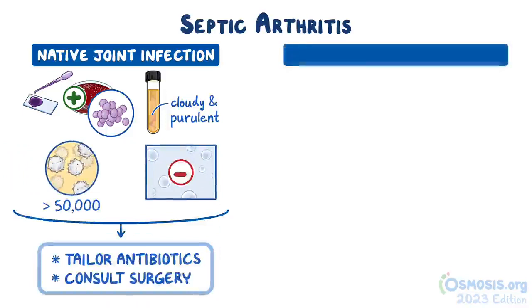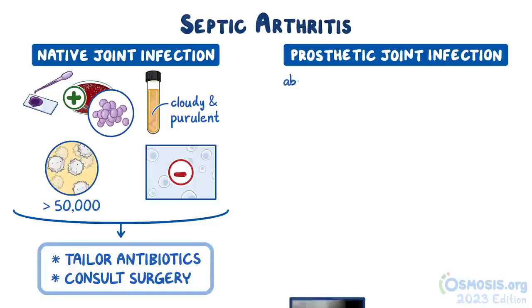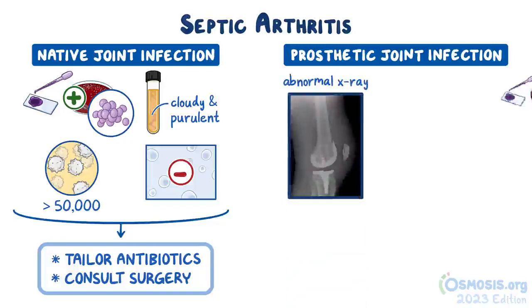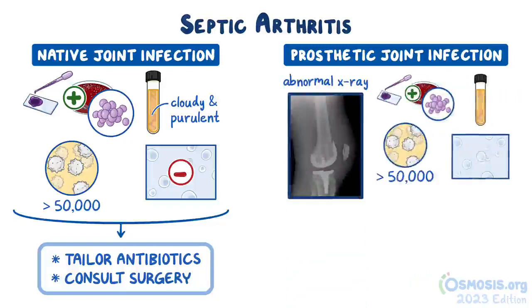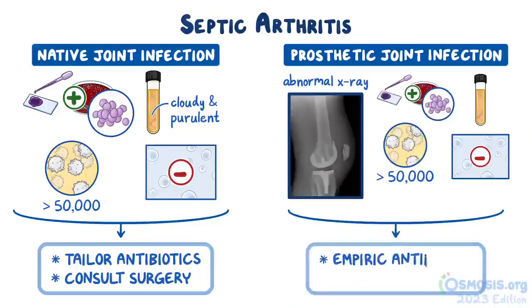On the flip side, prosthetic joint infections often show an abnormal X-ray, while synovial fluid analysis shows positive gram staining cultures, cloudy purulent fluid, cell count over 50,000, and negative crystals. So start empiric antibiotics and consult surgery.